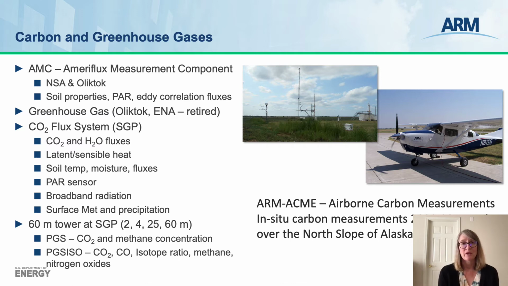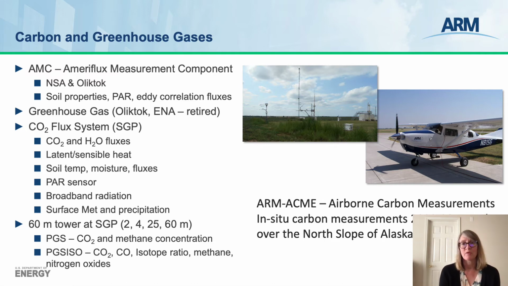We also have a CO2 flux system deployed to our Southern Great Plains Central Facility that, in addition to CO2 and H2O fluxes, has the full complement of surface measurements that I've been describing. Concurrently with these measurements are those on the 60-meter tower at SGP, which includes additional CO2 and methane concentration measurements and isotope ratios. These measurements are made at 2, 4, 25, and 60 meters above the surface.